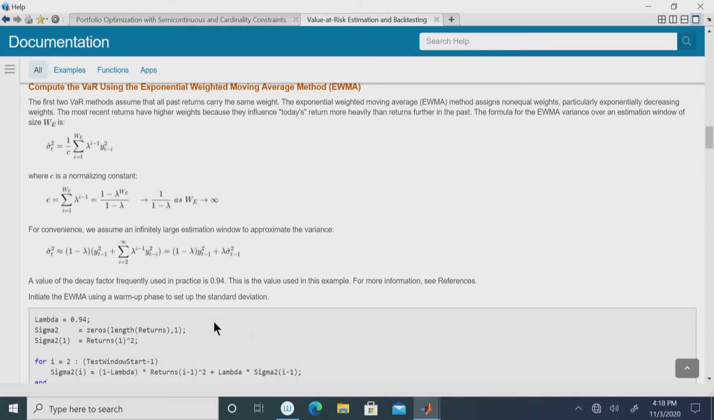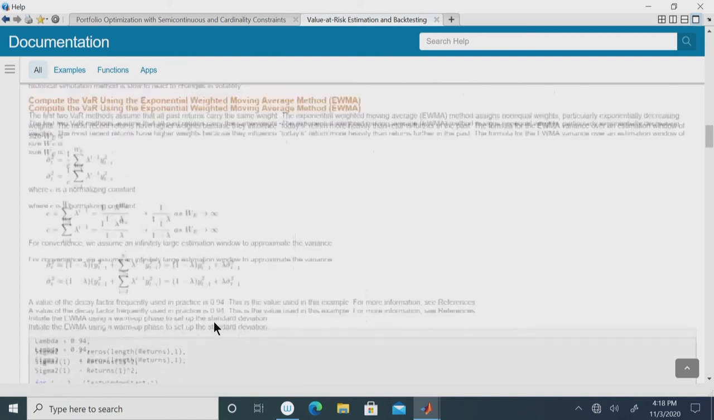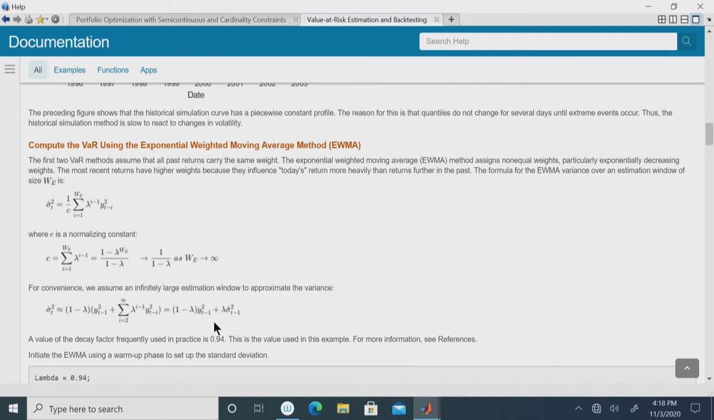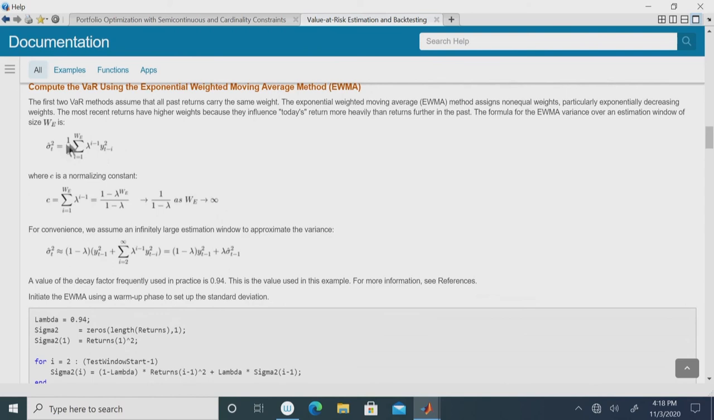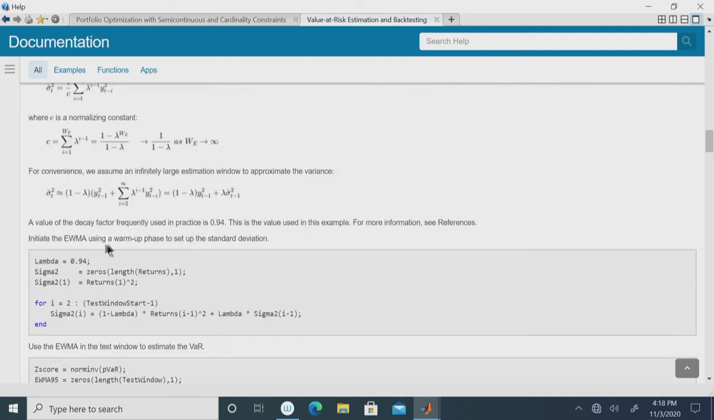Now, in practice, this decay factor is taken to be 0.94. In this example, we will make use of this particular decay factor, which is the value of lambda. So, let us now look at this illustrative example. Here we will initiate the EWMA. First of all, we set lambda to be 0.94 and we take sigma to be zeros of the length of returns by 1, and then we calculate sigma squared of i.